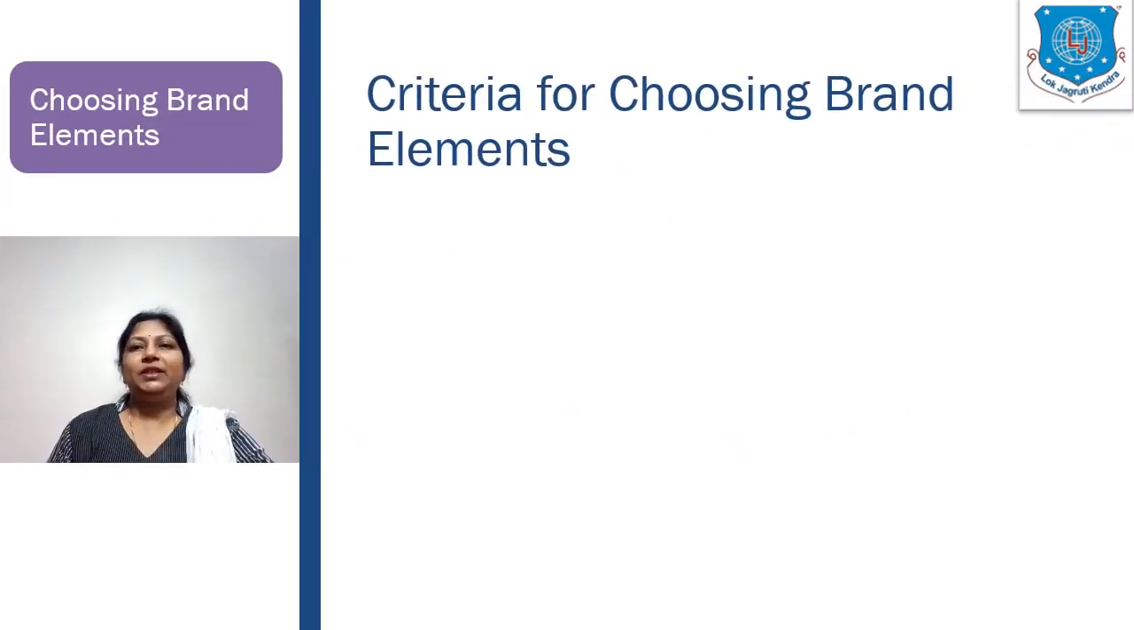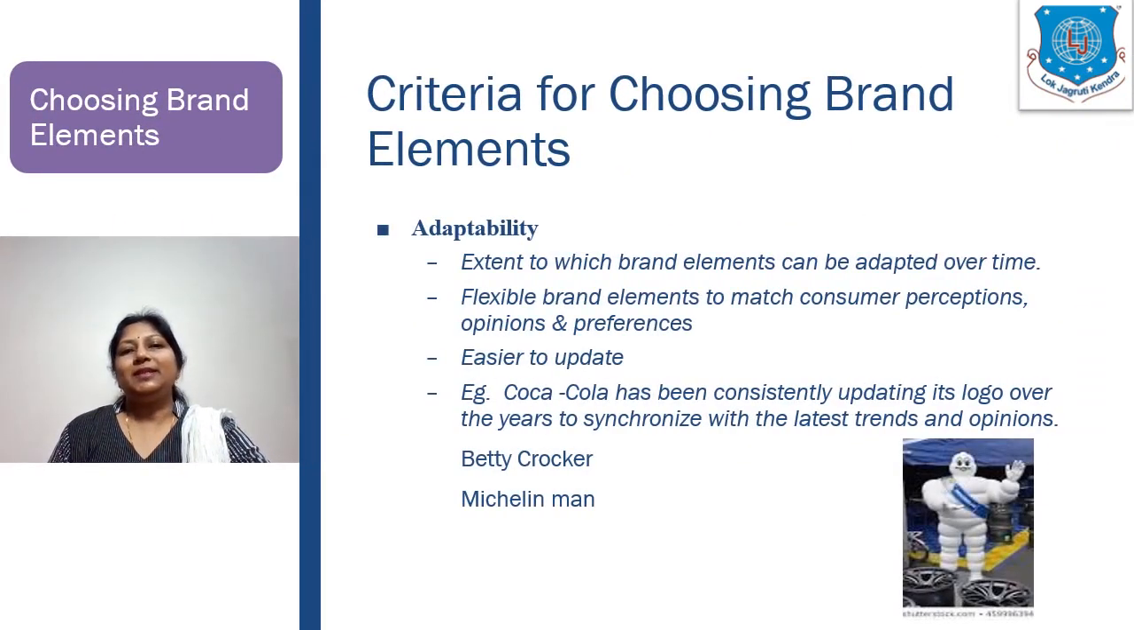The fifth criteria for choosing brand elements is adaptability. Now, this is the extent to which the brand elements can be adapted over time. Consumer perceptions, opinions, and preferences keep changing over time. Generally, the more flexible the brand element, the easier it is to update from time to time to synchronize with consumer preferences and trends.